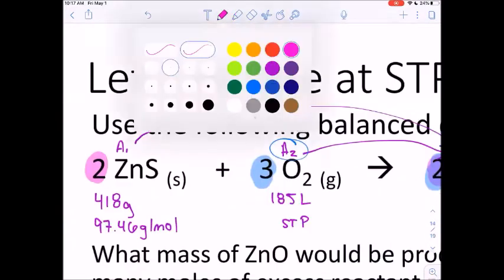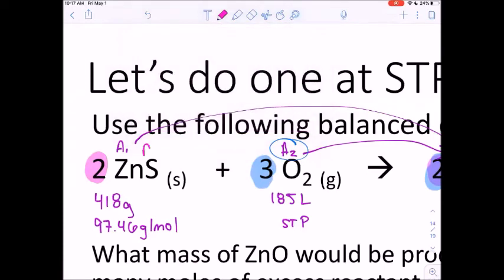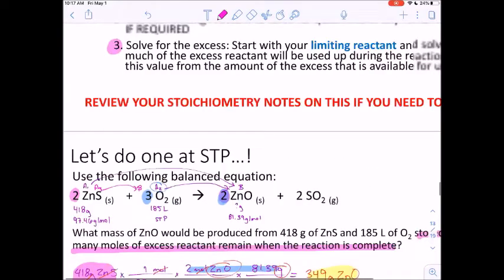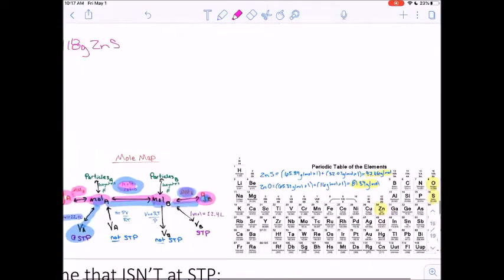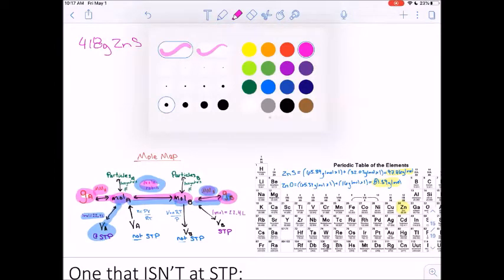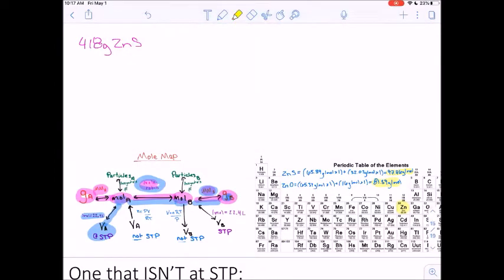So this is going to be an A3. We'll keep it in pink here. So now I have A3, and my B is the excess reactant. So I'm solving from zinc sulfide to oxygen in this case. I'm going to go ahead and do that on the next slide here because I left myself a little bit of room. So I'm starting with 418 grams of zinc sulfide, and I'm going from grams to liters at STP. We'll use another color. Let's try yellow. So I'm starting with grams, and I'm going to go from grams to liters at STP. So I'm ending down here.